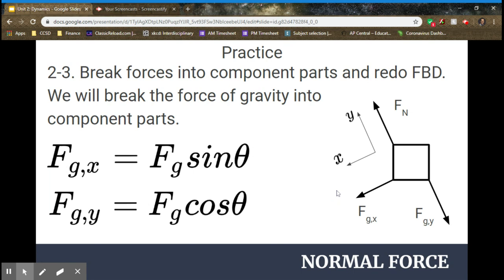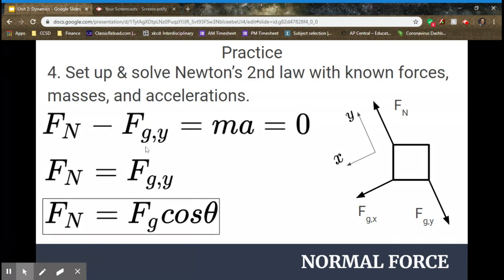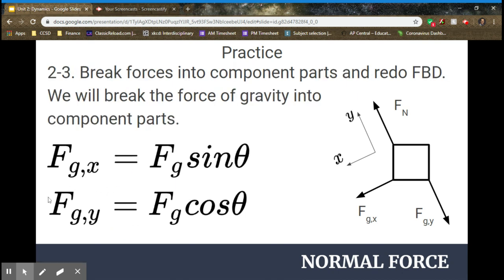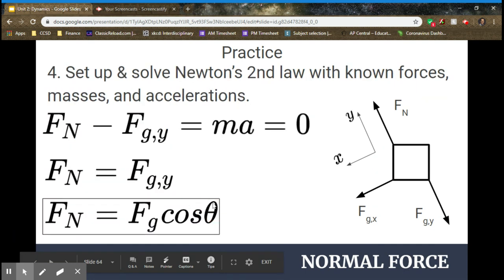I'll try to see if I can also make an additional video where I go through that in a little more detail. For right now, as long as you can just accept what it is, then just make sure you follow the rest of this. Hopefully the rest of it isn't too difficult. I did a substitution. I took my y component and replaced it with the force of gravity multiplied by the cosine of theta.